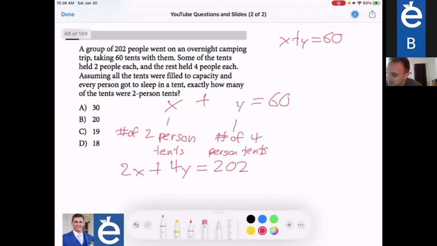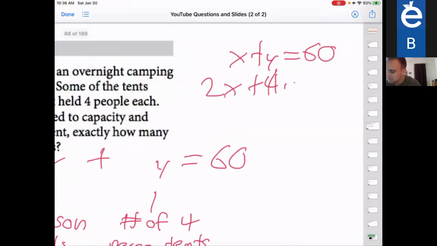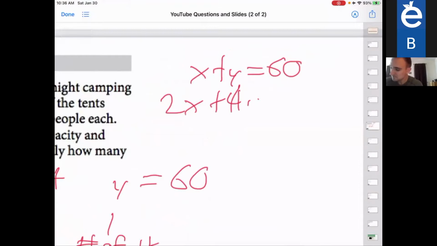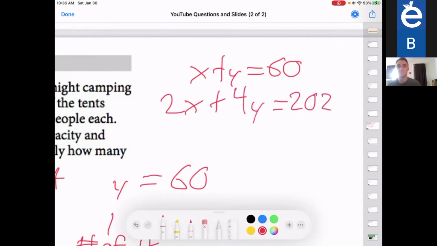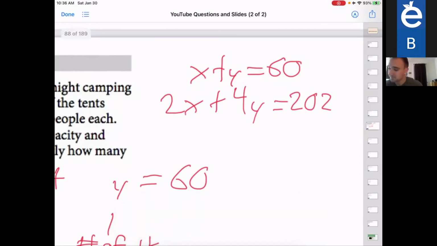So we have 2x plus 4y. Let me clean that up. 2x plus 4y is equal to 202, the total number of people on our trips. Now we should be familiar with how to solve these. You could do substitution or you could do elimination, whatever one you think works best.